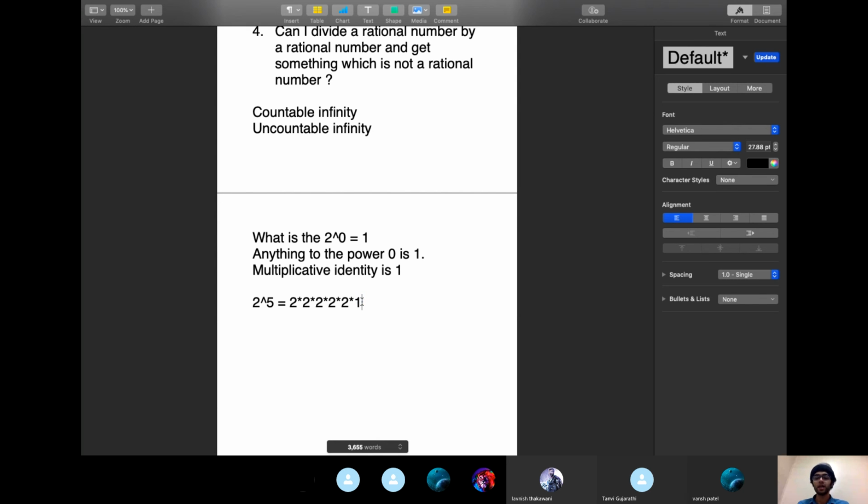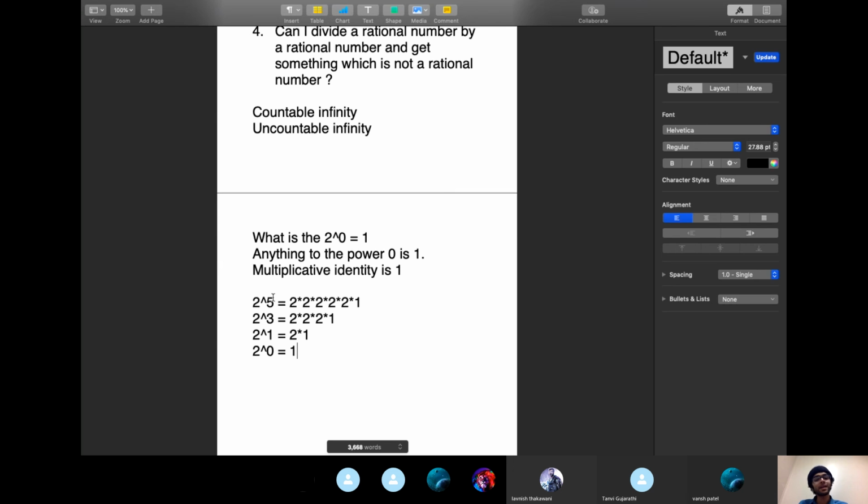So it will be used in every multiplication problem because it is the multiplicative identity and it is there. So then if I do 2 to the power 3, that would be 2 times 2 times 2 times 1. If I do 2 to the power 1, it will just be 2 times 1. Okay. So 2 to the power 0 will be nothing times 1.